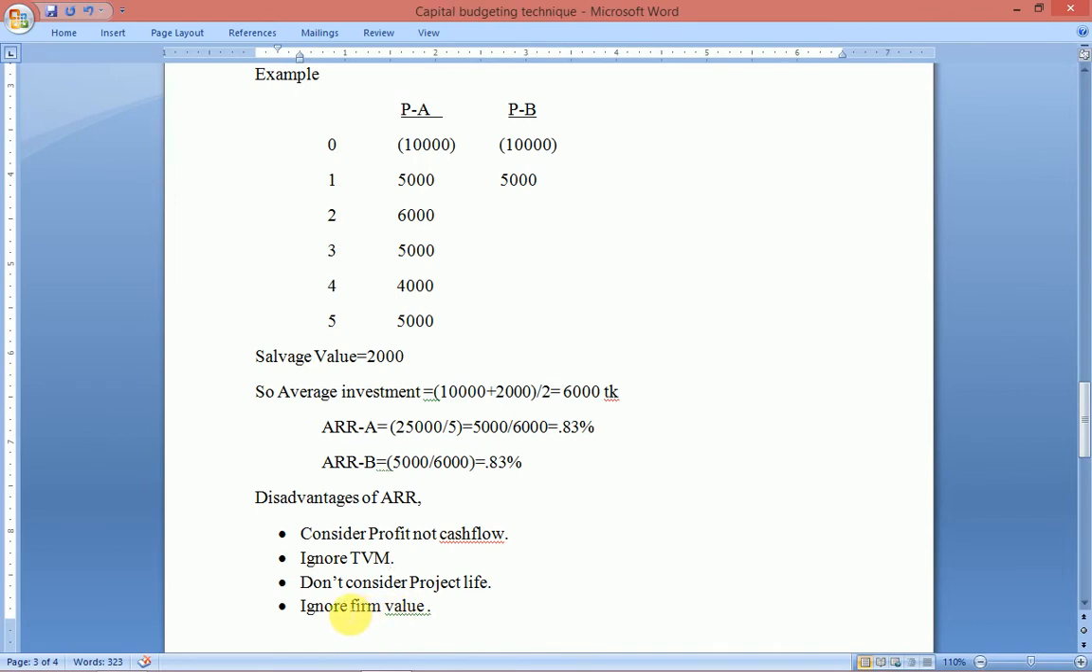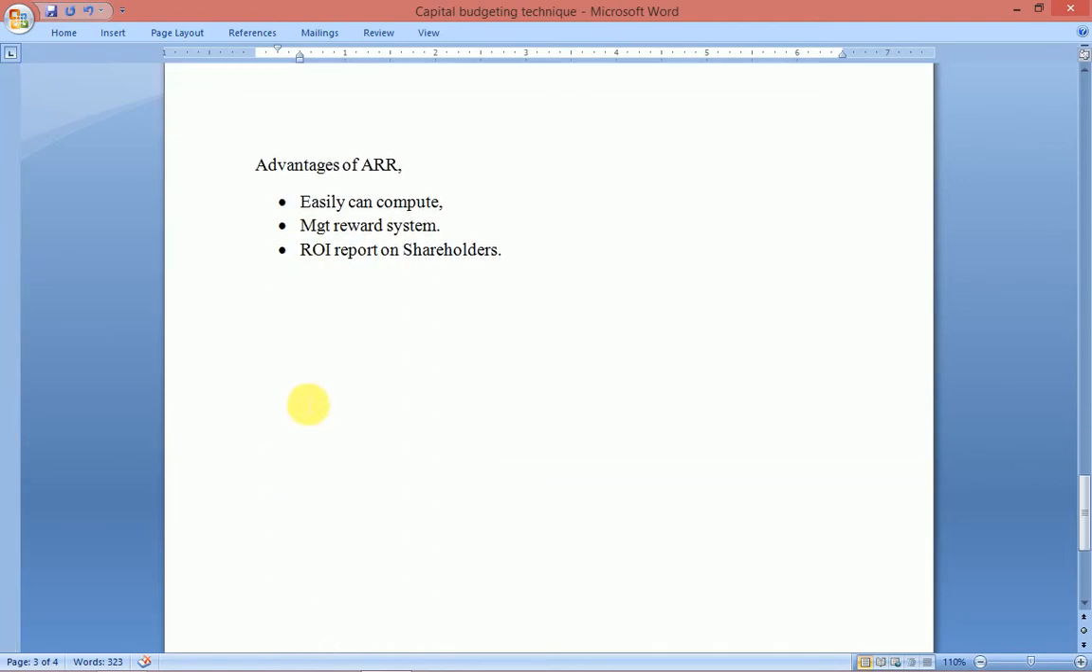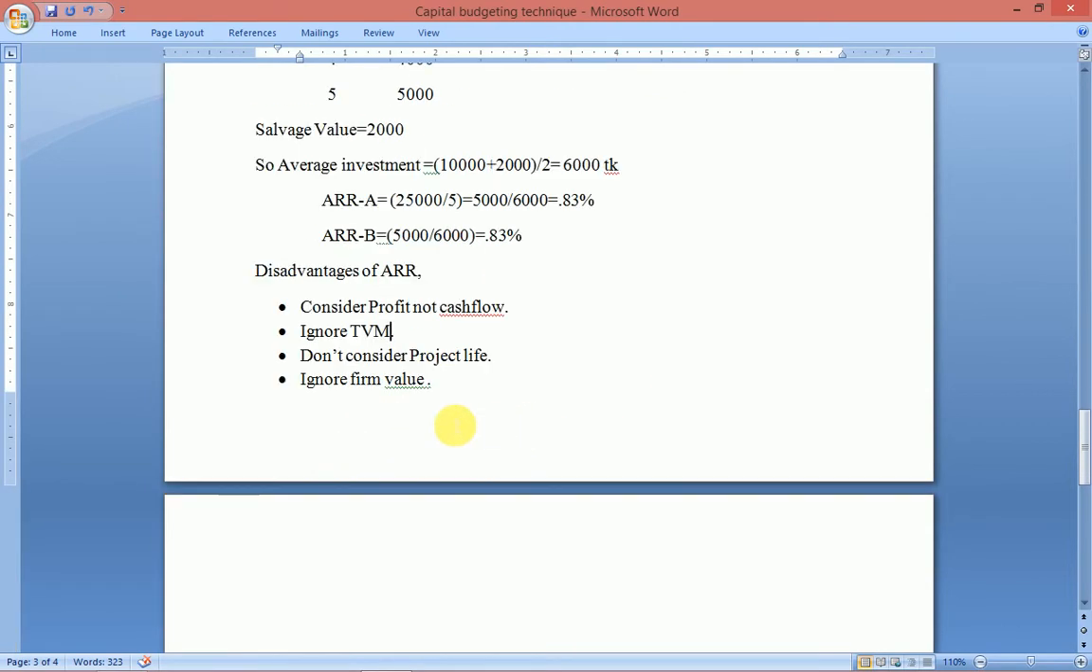There are also some advantages, for which we are still using ARR. First of all, it can be easily computed. It is a very easy rule, and in this way you can easily calculate the accounting rate of return. We are mostly interested in the rate of return. If you ask a person, he will ask how much rate of return he can get from this investment. Most people are interested in the interest rate, and you get that from here.